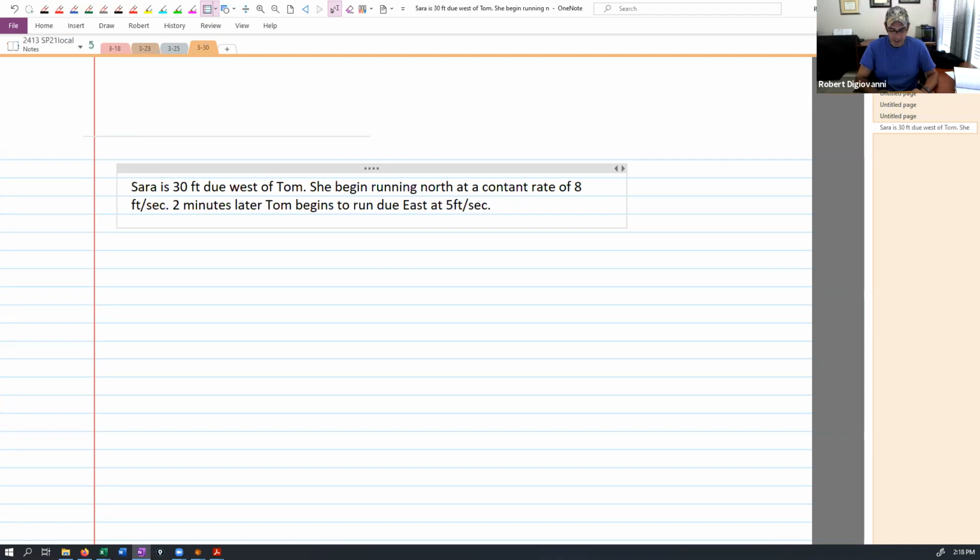I can't type. I have a new keyboard and it's really hard. It's really small. I'm trying to get used to it. 5 minutes later, how fast is the distance between them changing?